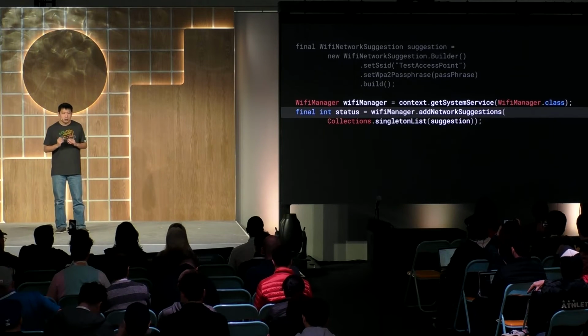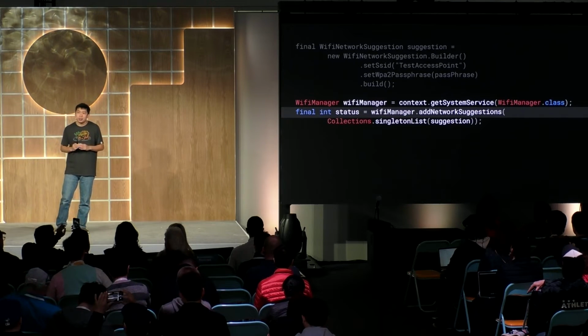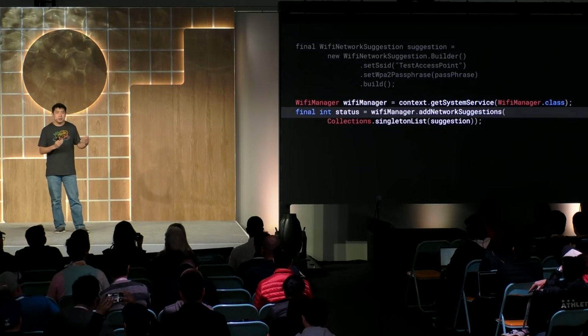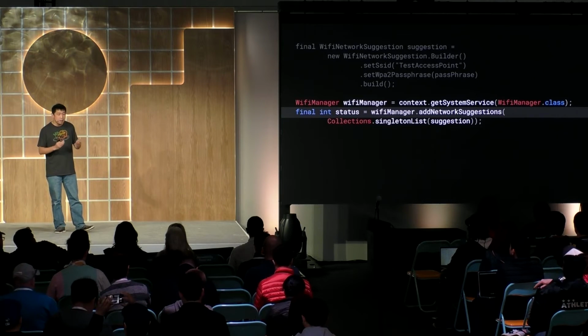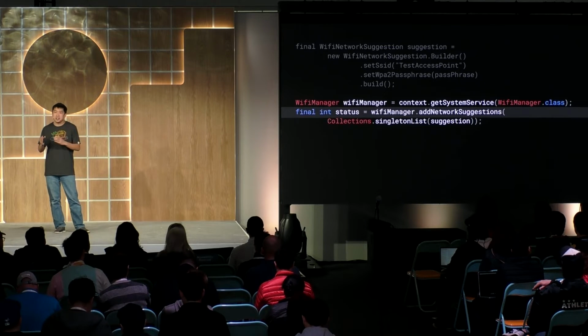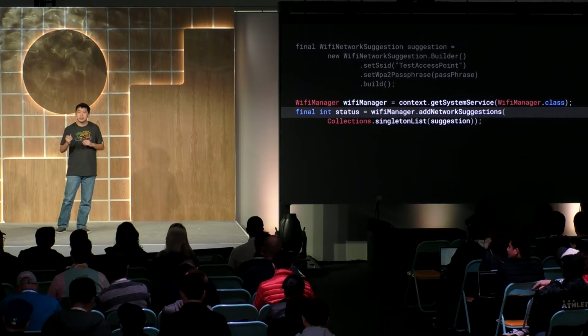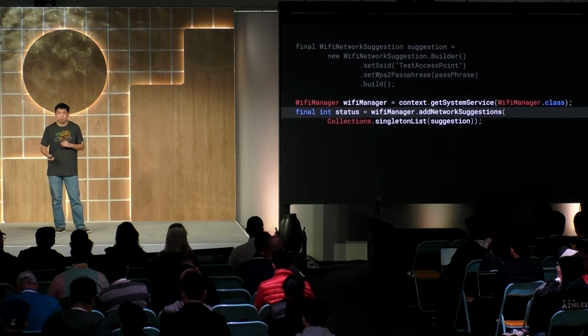We only use one network suggestion as an example here, but in practice, the coffee shop may own multiple different Wi-Fi networks, and the app can add a list of those suggestions. After these suggestions are successfully added, the Wi-Fi system will be able to use these suggestions for connection.